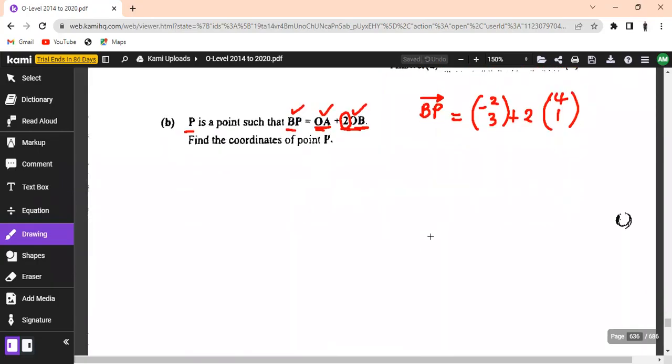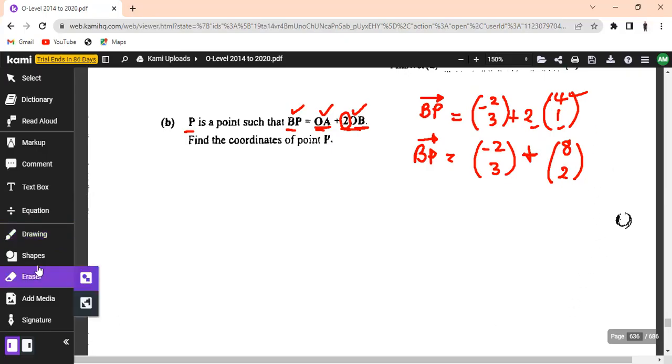Expand your brackets first. I'm going to explain what exactly is going to happen there. Let us just find our answer first. So it's going to be (-2, 3) here, plus 2 times (4, 1). Remember, 2 is a scalar, so it multiplies everything: 2 times 4 is 8, and 2 times 1 is 2, like this. Okay, so we can add these two and see what you're going to have.